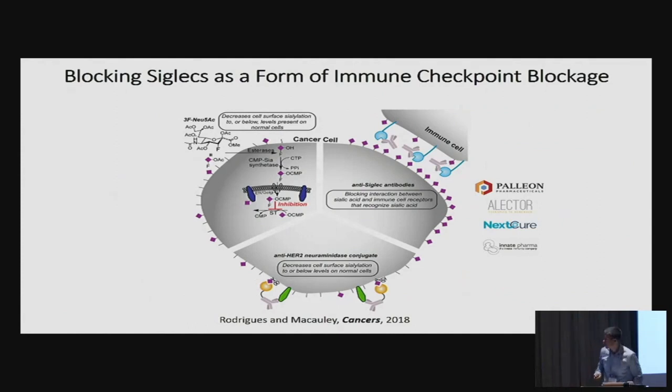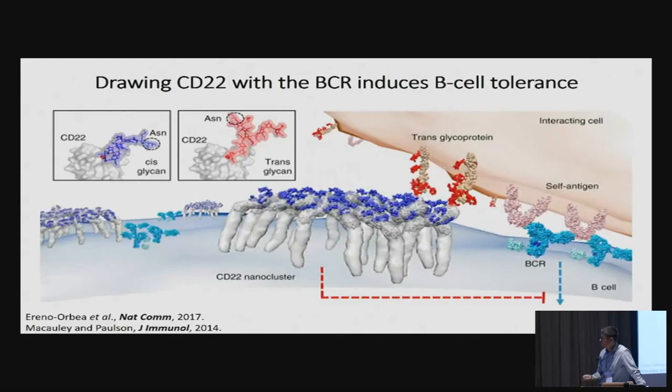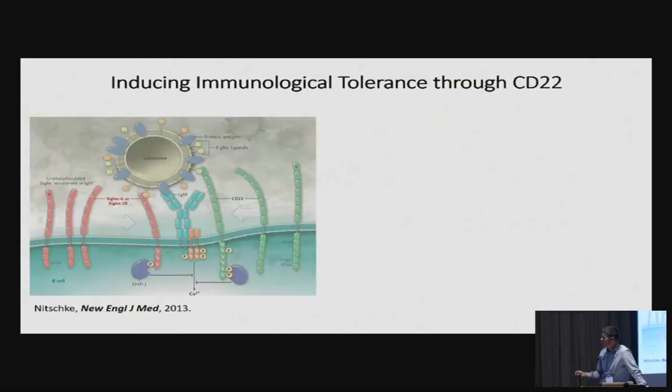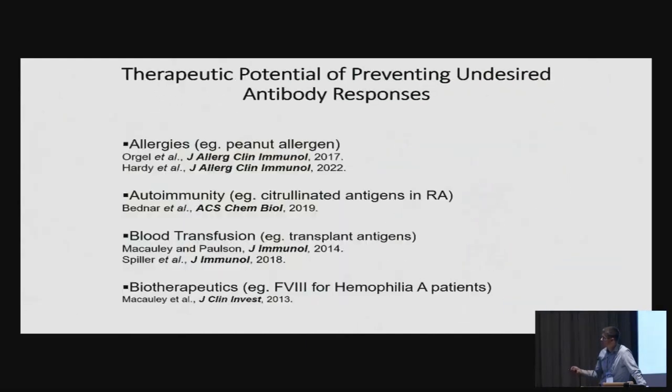removing Siglec ligands is going to increase an immune response. The opposite is when you would want to decrease an immune response, and that would be in the case of, for example, allergies and autoimmunity, and this is something that Jim Paulson's lab, which I was fortunate to be a part of, has really moved forward. I'm not going to get into it, but I'll mention that these are really great opportunities for dampening immune response.